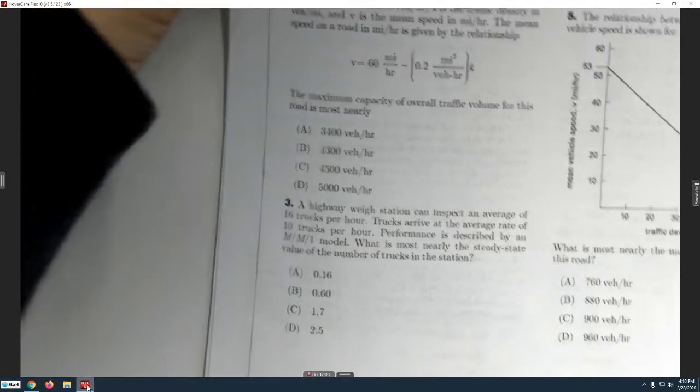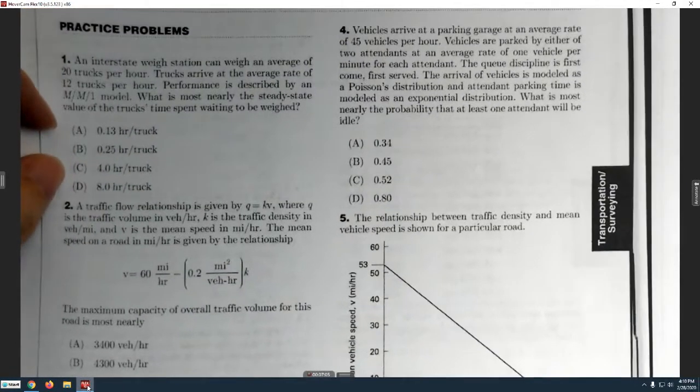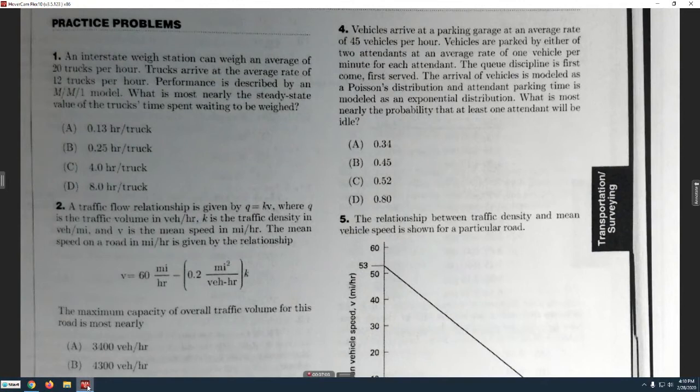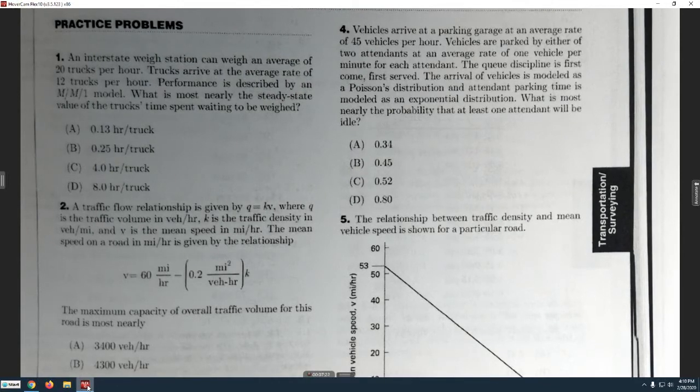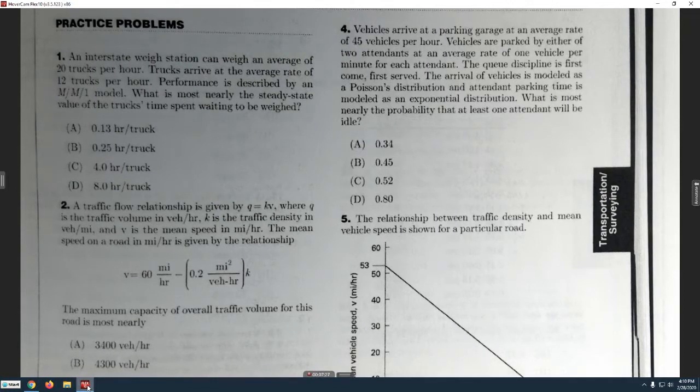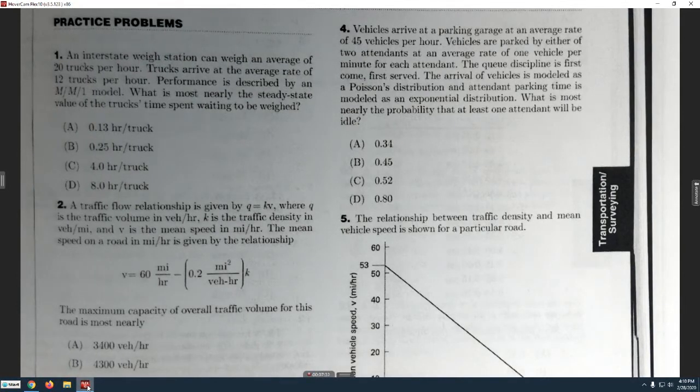The fourth one. Okay. So this one, vehicles are parked by either of two attendants. So the bad news here is this one seems to be an M/M/2 process. It's no longer M/M/1. And then it asks for the probability that at least one attendant will be idle.